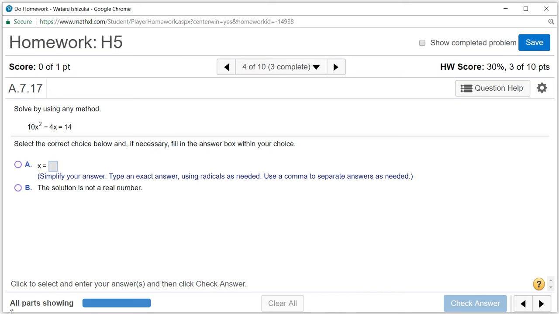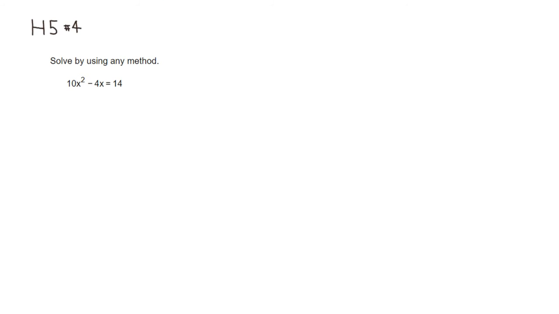All right, let's look at homework 5, problem number 4. Let's solve this quadratic equation. First thing I would do is put 14 over to the other side, so I'm going to subtract 14. So we get 10x squared minus 4x minus 14, and the right hand side is going to be 0.